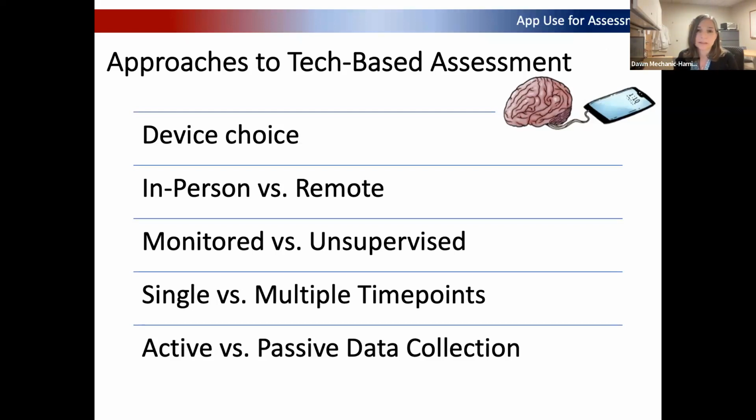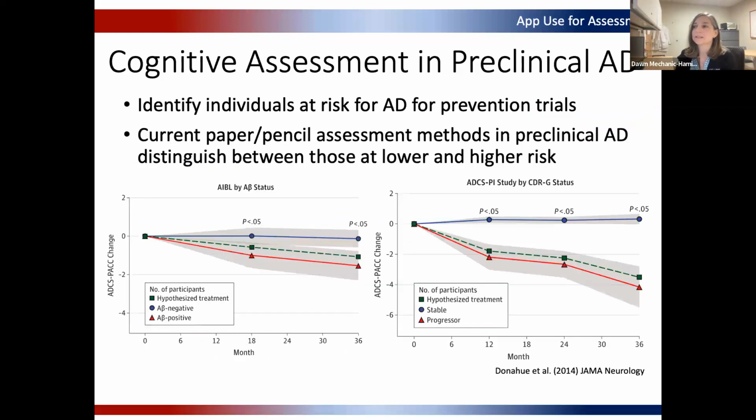Single versus multiple time points. We're doing multiple time points because we really want to get a large amount of data and be able to look over a longer period of time. And we're doing mostly active data collection. The passive home-based device data collection we're not doing, but we are doing some passive data collection in that we're collecting data on activity on a watch. So those are some of the choices that we made. I think you could argue both ways for some of these things, and it really depends on your population and what makes sense and the feasibility.